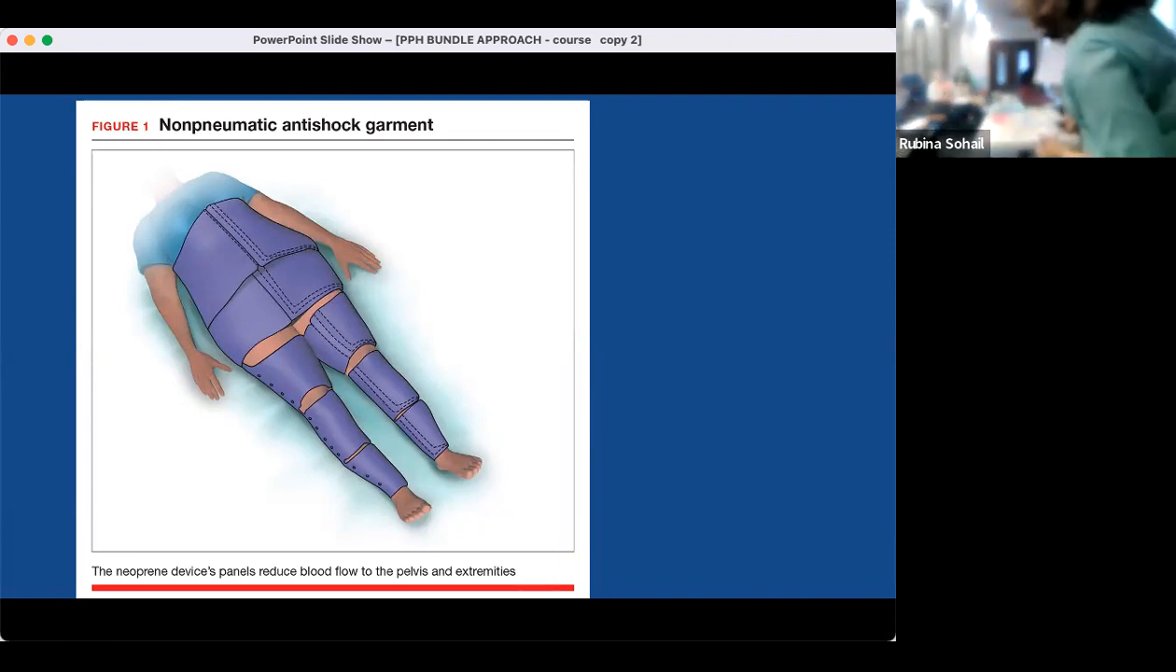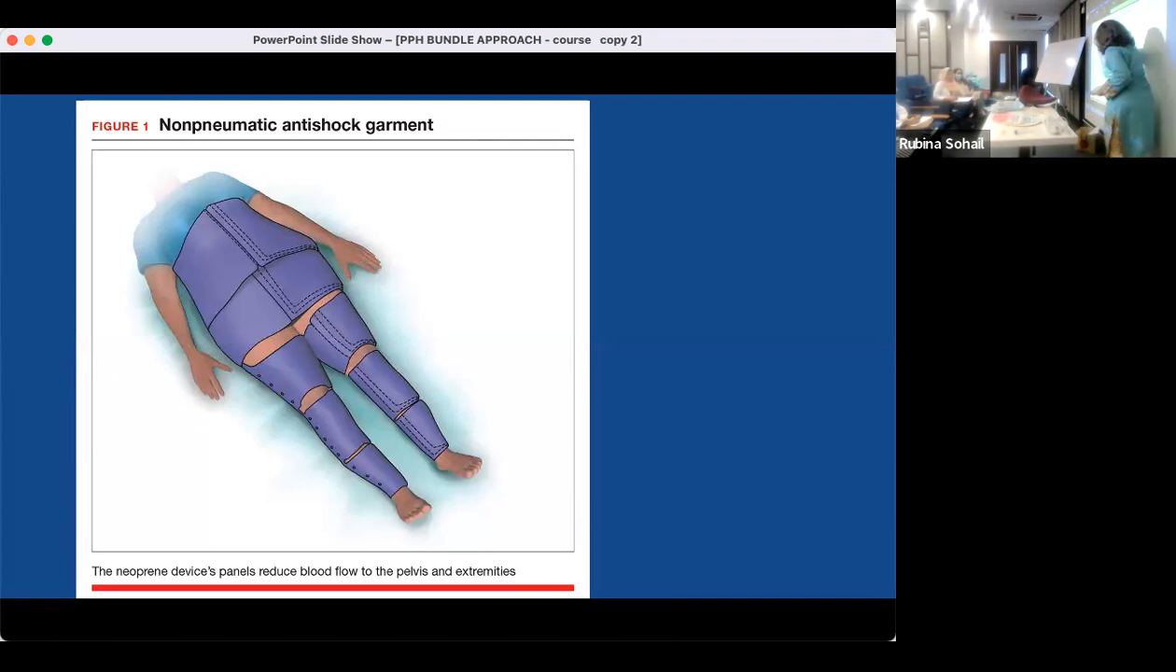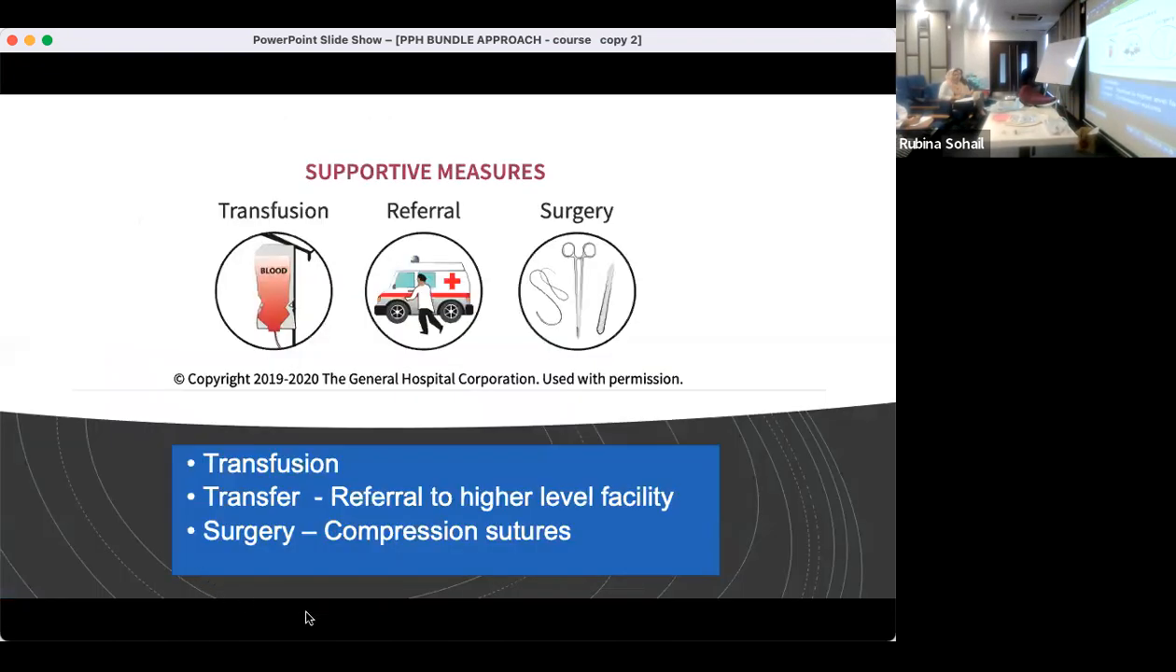Okay, so this is how the non-pneumatic anti-shock garment looks. Basically, all these reforms that you have done, okay, you will get this someday soon, inshallah. I think we will stop over here if you agree with this. And after that I will show you this, and next time we can go through it again.